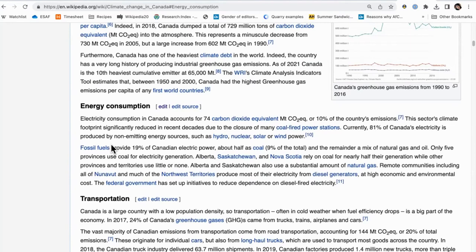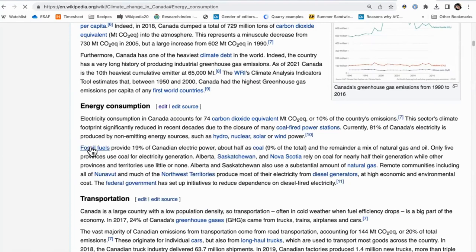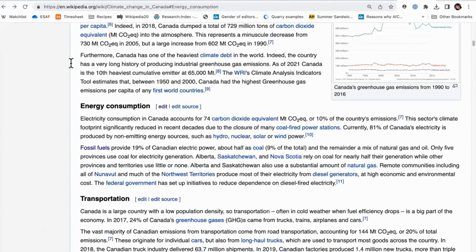I just added a link to fossil fuels and it's going to take me to the Wikipedia article on fossil fuel. Is that your goal? Okay, or only Wikipedia articles. Yeah. Is that what you were trying to do? Or were you trying to do something else? Yes.